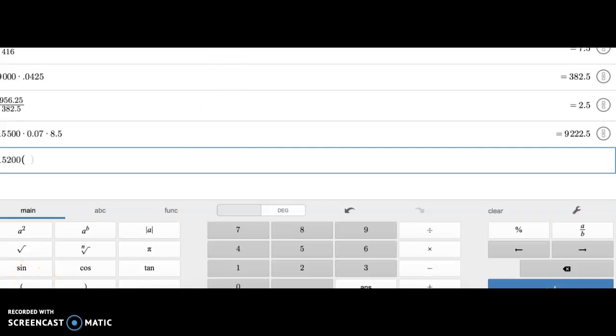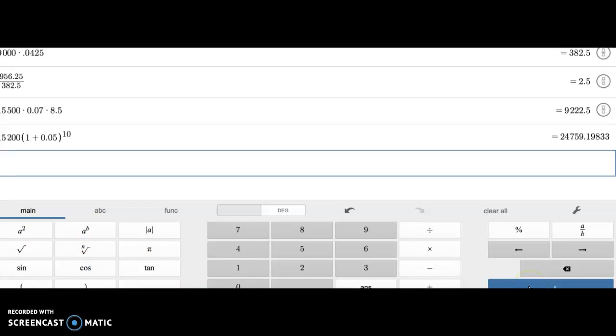Here's my parentheses. 1 plus 0.05. Close my parentheses. And I'm going to raise that to the power of 10. And by the way, that would have been this option here. Or you can put control caret in decimals and it'll do it as well.